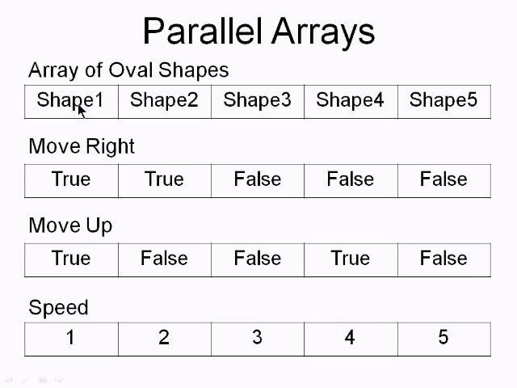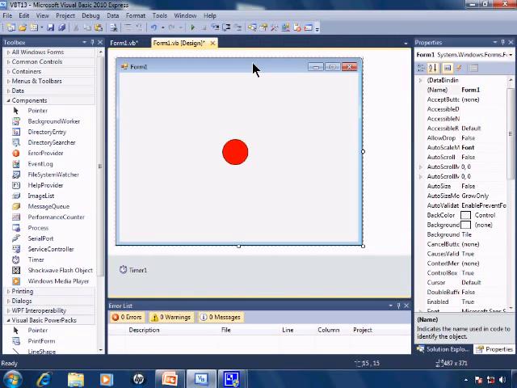So for example, here we have ball 1, and at this time we know the ball is moving to the right, moving up, and has a speed of 1. For ball 3, moving left, moving down, and has a speed of 3. This is the application used within tutorial 12 that will be built upon.